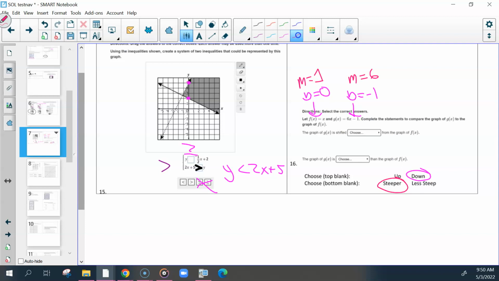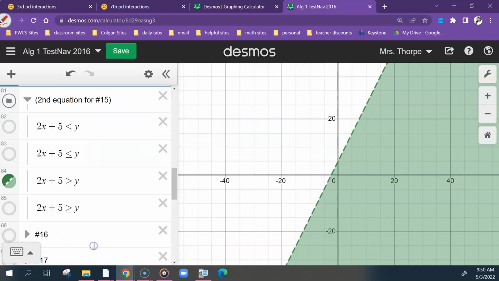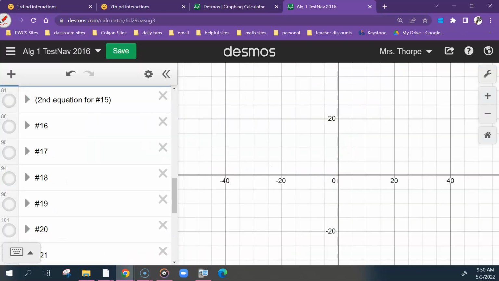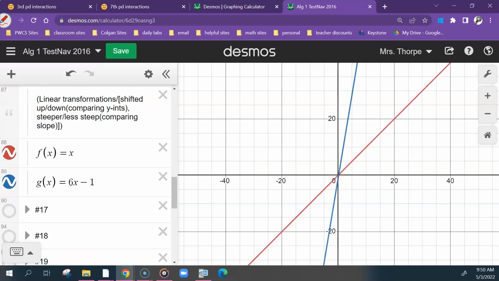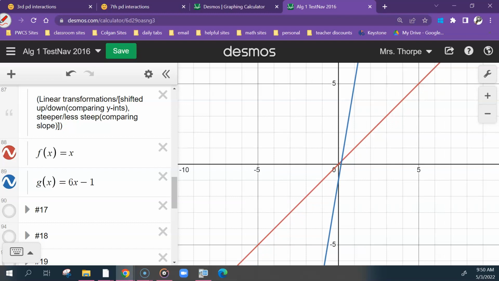And I'm going to show you how you do that in Desmos, or really look at it in Desmos. So if I put both lines in, I would need to know what the shifted up is looking for. I would need to know that that's looking for my y values, or my y-intercepts.